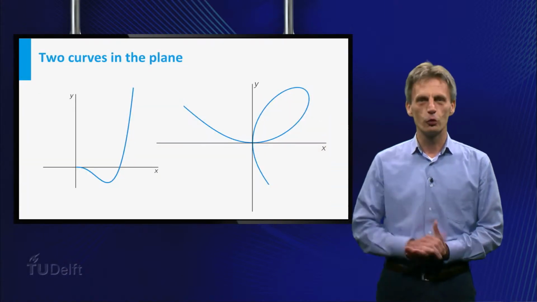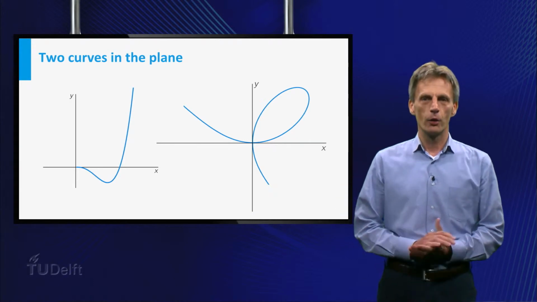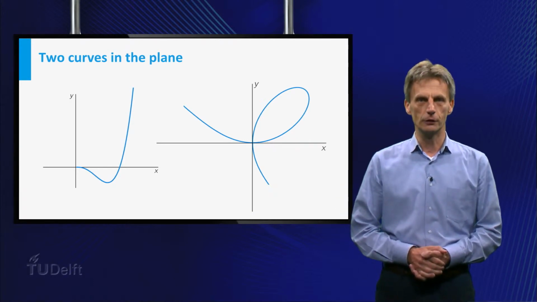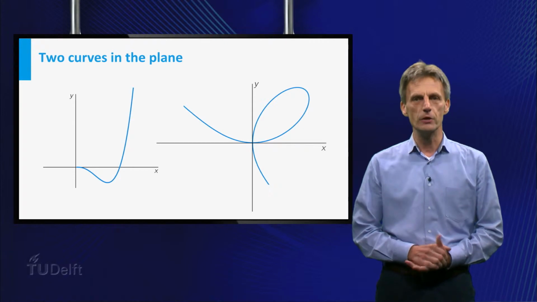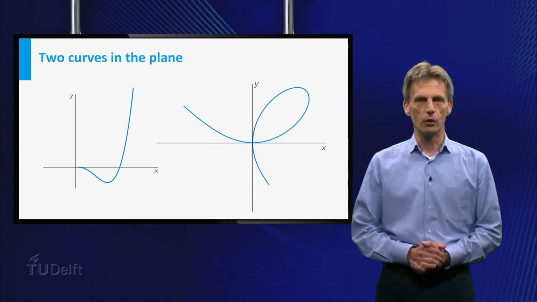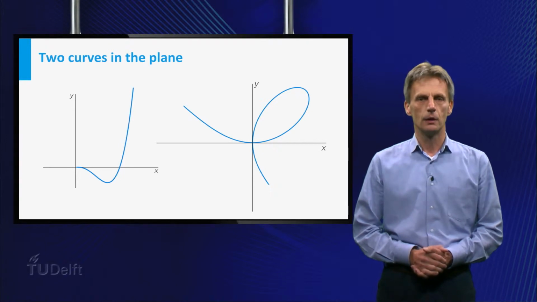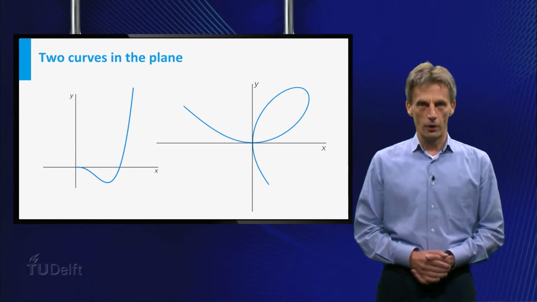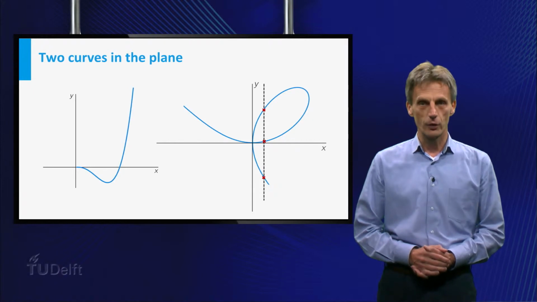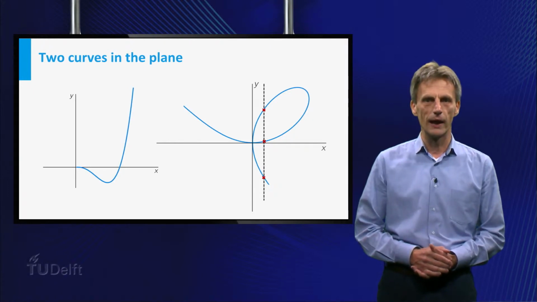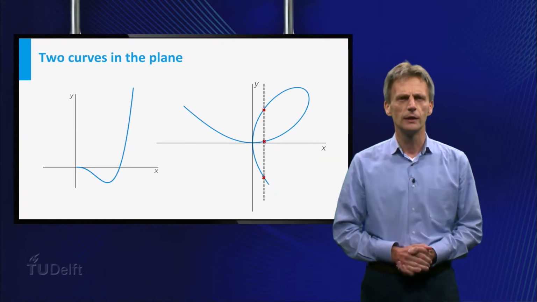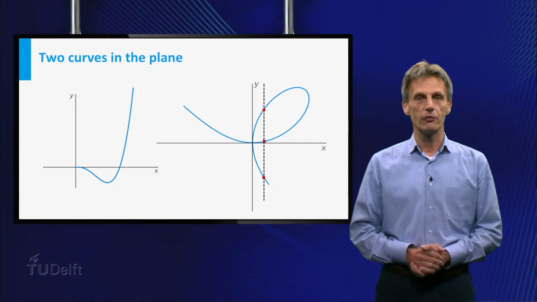Have a look at these two curves in the plane. The one on the left is the graph of a function. This means that for each x value that is involved, there is precisely one corresponding y value. The curve on the right is not the graph of a function, as you can see by looking at the vertical line shown here, for instance, which intersects the curve at three different points.